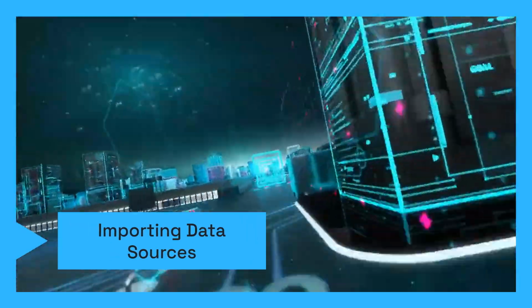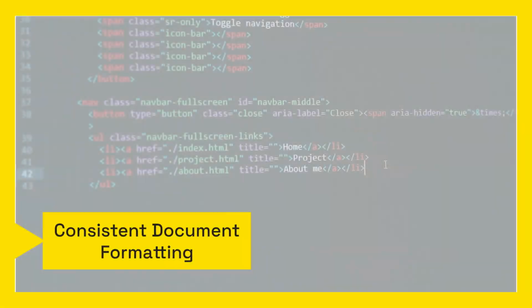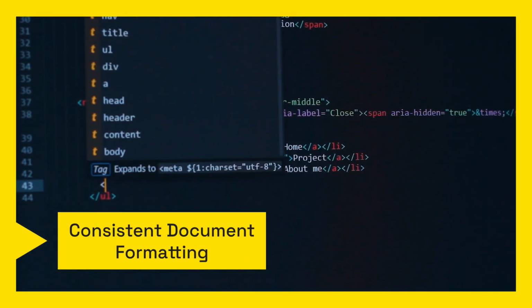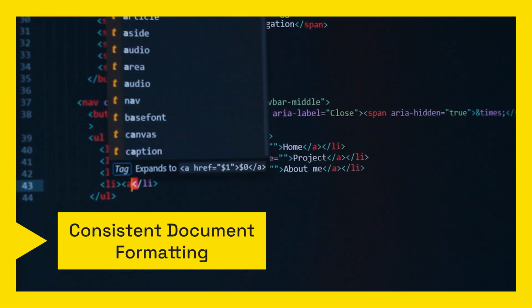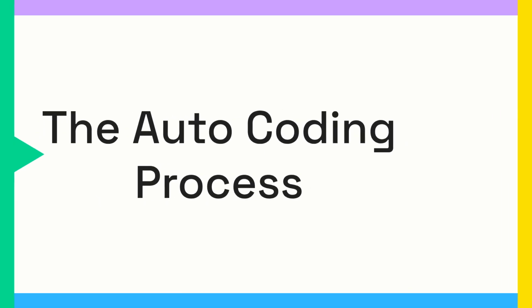Start by importing your primary data sources into the project repository for ready access. Ensure your documents follow a consistent structure, which is crucial for successful auto-coding. Let's explore the step-by-step process of setting up and executing auto-coding in NVivo.